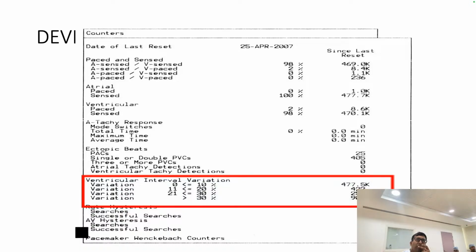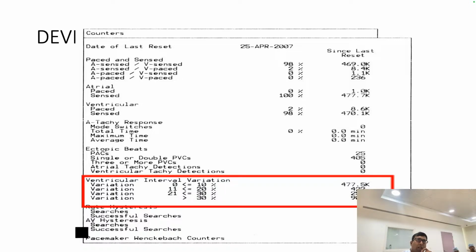So the interval variation in the ventricular for this patient: 0 to 10% is about 422 beats. If the variation of the ventricular interval from 11 to 20% is about 257. Variation from 21 to 30% is 900. Beyond 30% is 900 beats which were varying in the ventricular interval variation. That is diagnosed by the device from the last session till today.